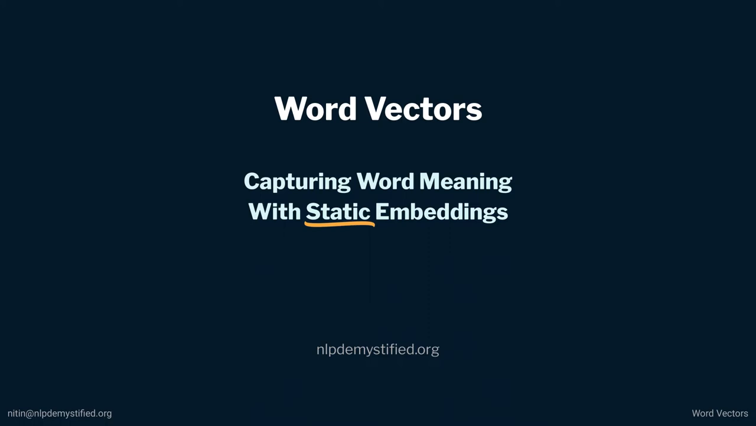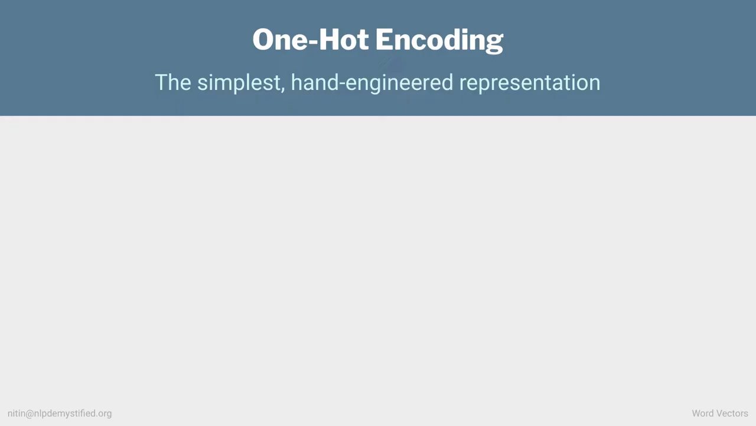And so we're not going to spend too much time on static embeddings, but it's important to understand a few core concepts here because they form the foundation for further material. They're also still very cool and can be useful for building base models. Let's start by talking about the simplest way to vectorize words, which is one-hot encoding.